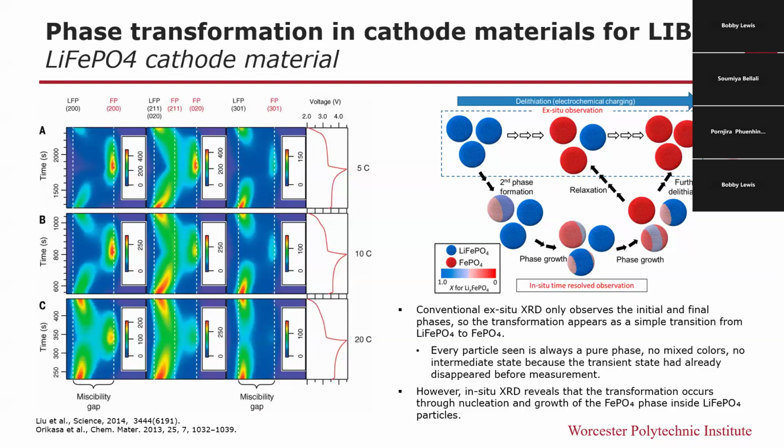Since we use the ex situ XRD, there are only three snapshots that we can see. The first one is FFP, and after that you just see the FP appearing and more FP particles. Every particle seen is always a pure phase, no mixed color, and no intermediate state, because the transient state had already disappeared before measurement. But for the in situ, you can observe the transient non-equilibrium state, and it is only visible in situ because it disappears within minutes once current is removed, and ex situ never captures this mixed color.